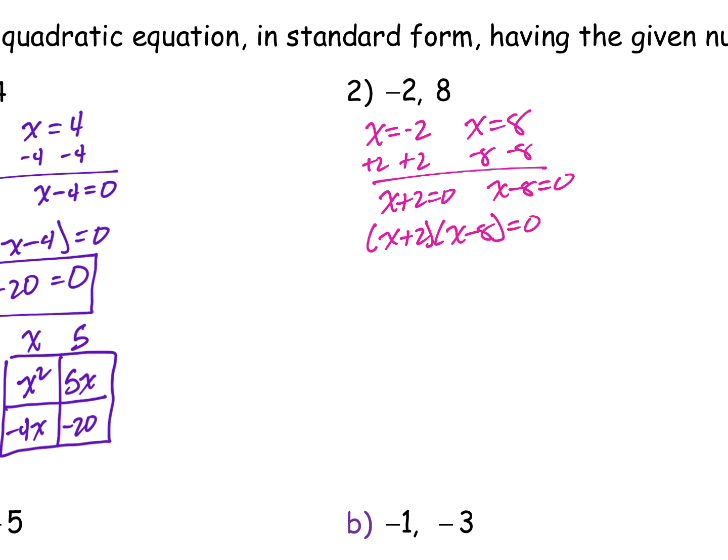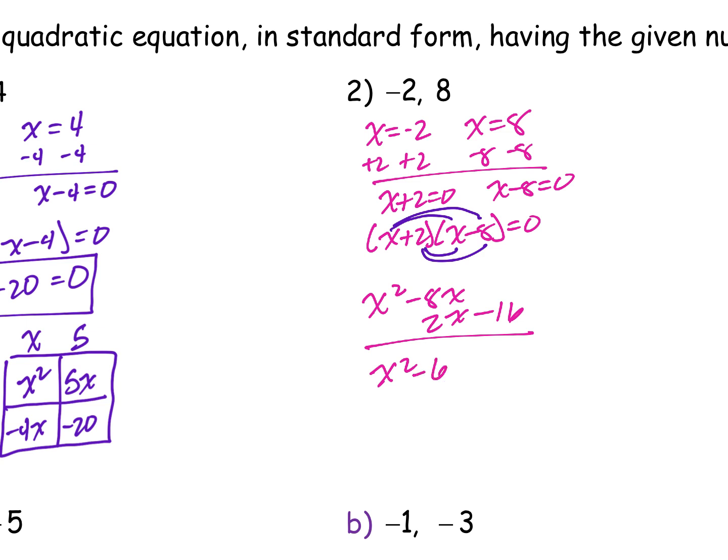And now I can FOIL if I want to, right? I can take x times x and x times -8, and then I can take it that way. I'm just doing this one differently, so you guys can do it whichever way you want, right? So x times x is x squared. X times -8 is -8x. 2x and -16. So that gives me x squared minus 6x minus 16 equals 0. Questions on that? We're okay so far?